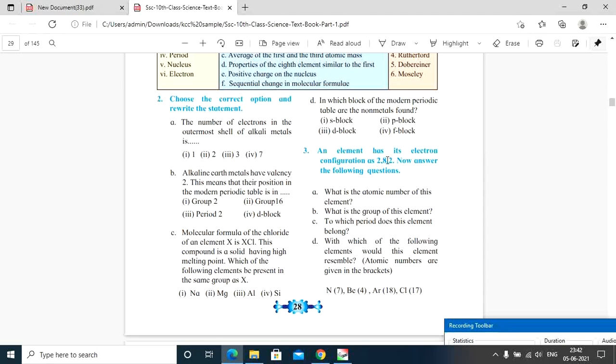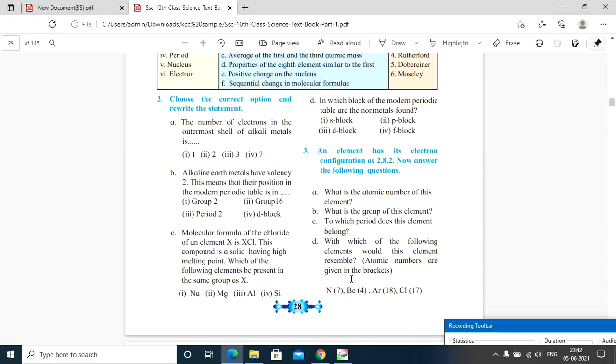An element has its electronic configuration 2,8,2. Now I would like you to pause the video here and answer these questions yourself. Take a pen and paper, note down your answers, and let's tally where you are right and where you are wrong. I would be happy if you pause your video here and try to answer these questions for yourself.